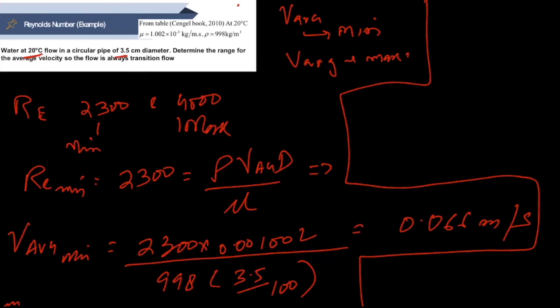Now to calculate the maximum, Re max, we will use 4000. Based on this you can get the answer. V average max for 4000 Re comes out to be 0.115 meter per second.